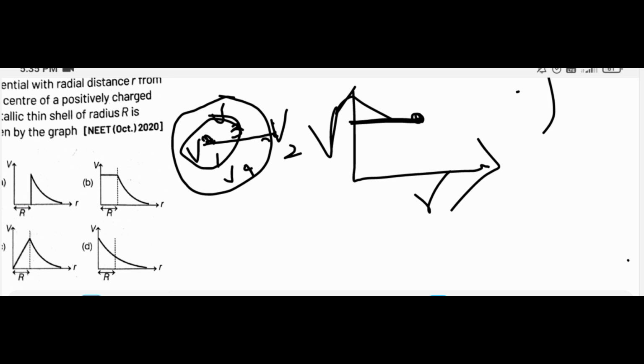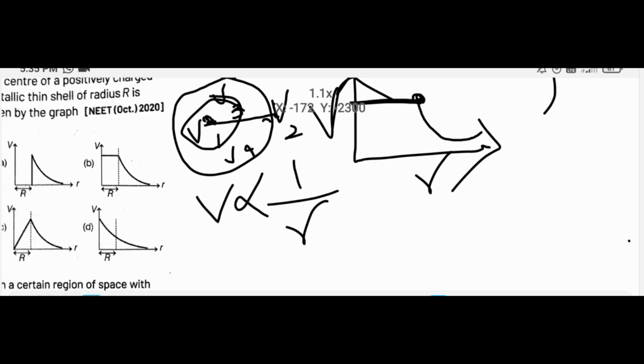which will be constant towards the surface. After that, how is this relation dependent? You know, V is inversely proportional to 1 by r, from the equation V is equal to K into Q by r. If so, as the distance from the surface increases, the potential will decrease, as V is inversely proportional to r. So we can say that till the surface it is constant, after that it keeps decreasing. So option B is the correct answer.